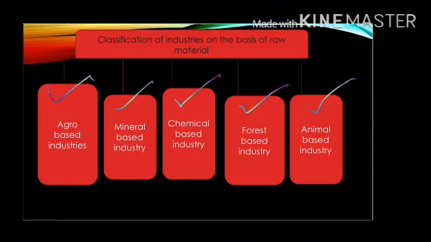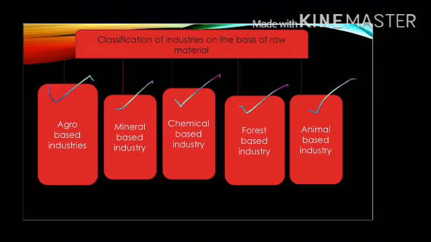Classification of industries on the basis of raw material. What is raw material? A material that is used for further production, for the production of goods and services. There are 5 industries which are dependent upon raw material. First is agro-based, second is mineral-based, third is chemical-based, fourth is forest-based, and the last one is animal-based. We'll talk about them in detail one by one.